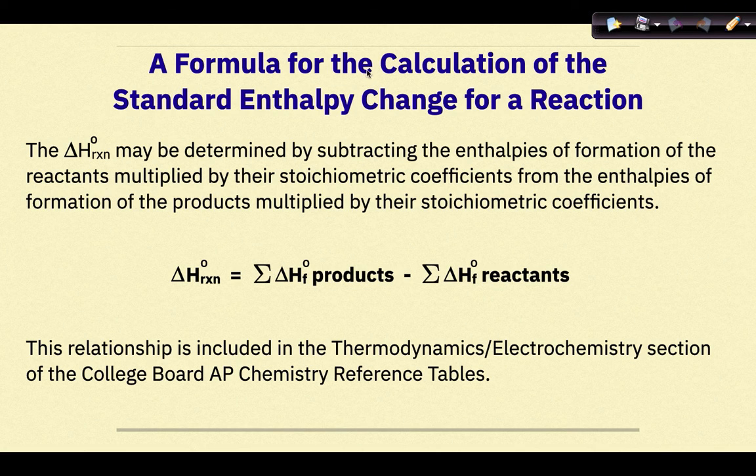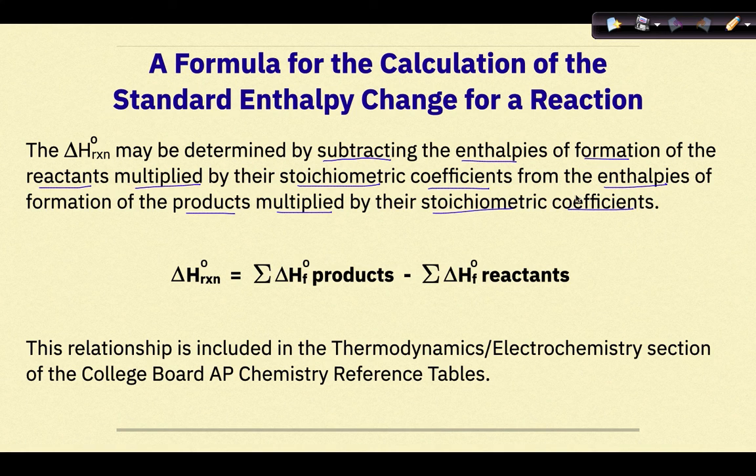A formula for the calculation of the standard enthalpy change for a reaction. The delta H of reaction at the standard state may be determined by subtracting the enthalpies of formation of the reactants multiplied by their stoichiometric coefficients from the enthalpies of formation of the products multiplied by their stoichiometric coefficients.